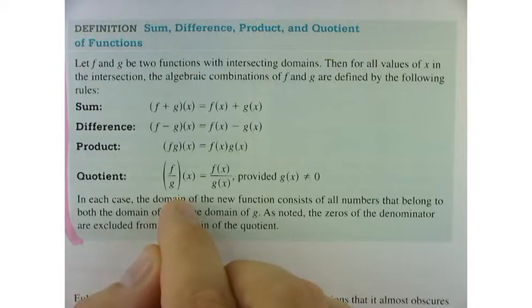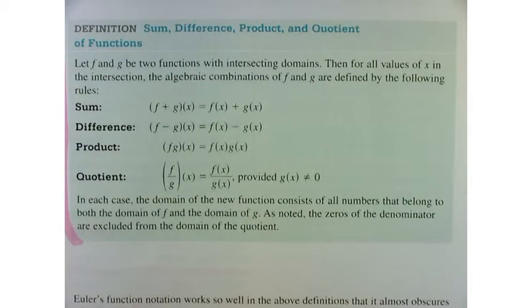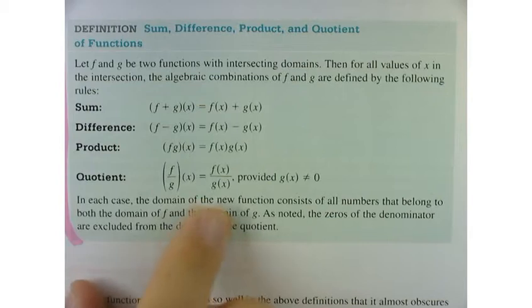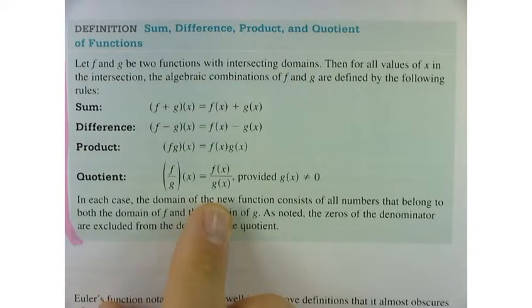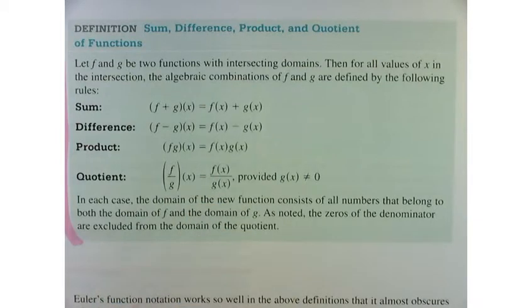Remember, we can't have a 0 in the denominator, so we have to throw in there g of x cannot equal 0. So in each case, the domain of the new function consists of all numbers that belong to both the domain of f and the domain of g. As noted, the zeros in the denominator are excluded from the domain of the quotient. So in the final one, we've got to make sure that whatever g of x is, we find out what the zeros are and exclude those from the domain. Does that make sense?